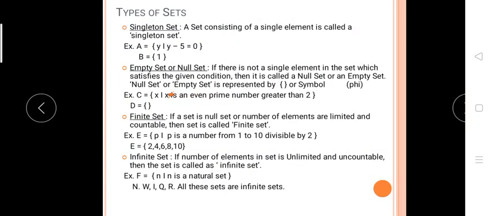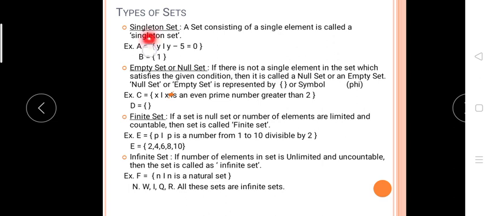Good morning, students. In the last session, we solved the example based on the listing and the rule method, the two methods we learned to represent a set. Now, in this lesson, we have to see the types of sets. If you observe, for every type, the meaning is in the name itself.